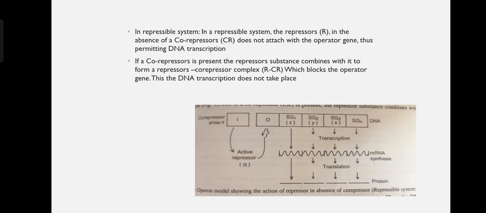In a repressible system, the repressor in the absence of a co-repressor does not attach to the operator gene, thus permitting DNA transcription. If a co-repressor is present, the repressor combines with it to form a repressor-co-repressor complex which blocks the operator gene. Thus DNA transcription does not take place.